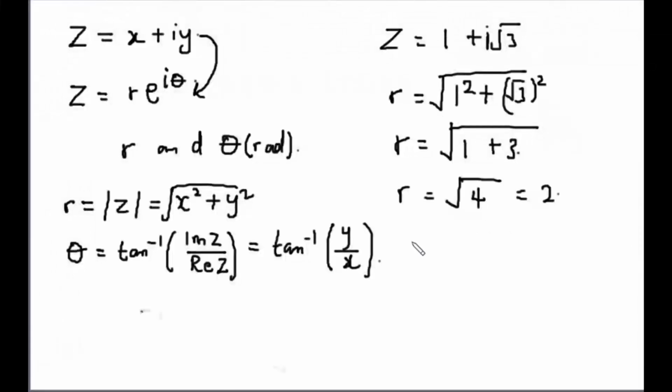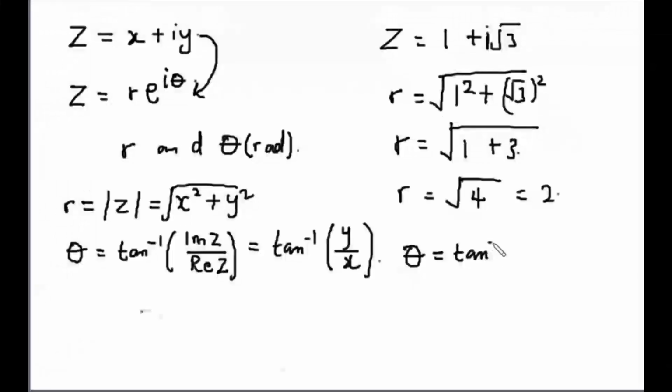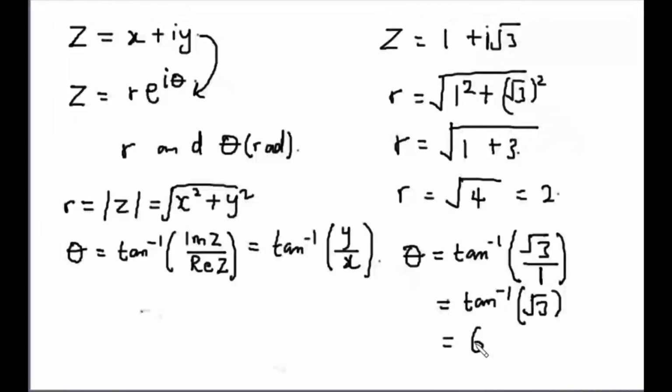So now that we've gotten our value of r, for our value of theta, we have theta equal to tan inverse of the imaginary part, which is root 3, divided by the real part, which is 1. So tan inverse of root 3 divided by 1, which is root 3, is equal to 60 degrees. Now we need this value in rad.